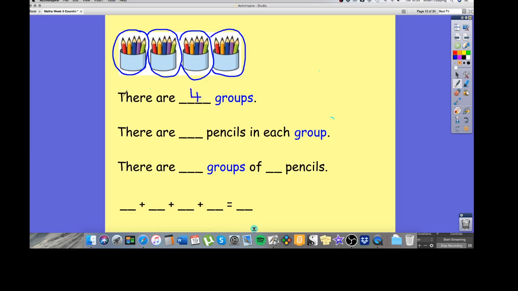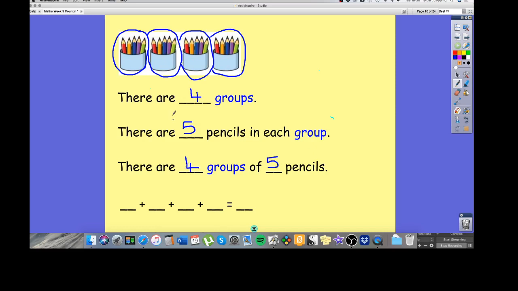How many pencils are in each group? Well, what are we counting in today? Okay, there are 5 pencils in each group, which means I can say that is 4 groups of 5 pencils. Okay, can you have a go at home on your scrap piece of paper at writing the number sentence down here? Have a go. Go on, write it now, please.